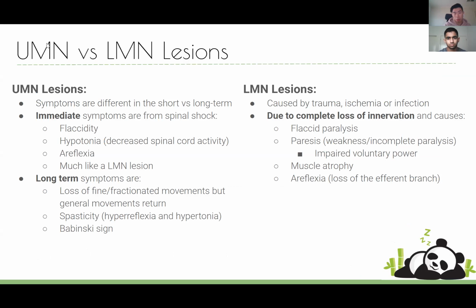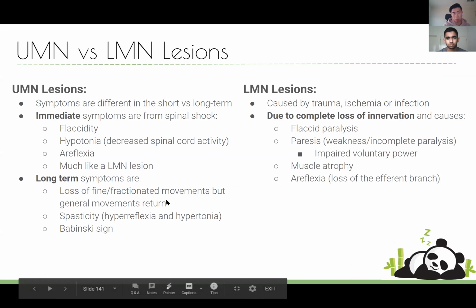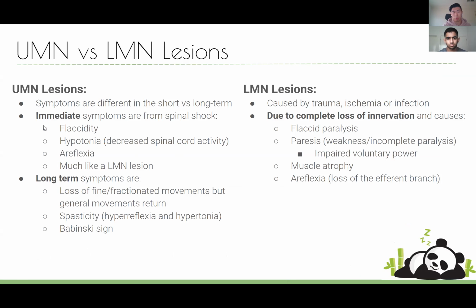Most of what we perceive as upper motor neuron lesion signs are long-term symptoms. The immediate symptoms are very similar to the lower motor neuron ones. So the flaccidity, hypotonia, areflexia are very much like the lower motor neurons, which are damaged by trauma, ischemia, or other things. And it's basically you lose innervation to that muscle. And when you lose innervation to that muscle, it causes paralysis, as you might expect, and atrophy because it's not moving, and areflexia. These are basically just because there's no connection.